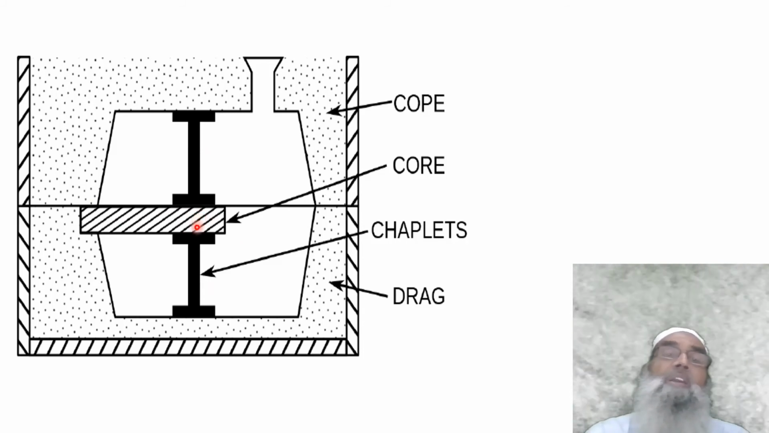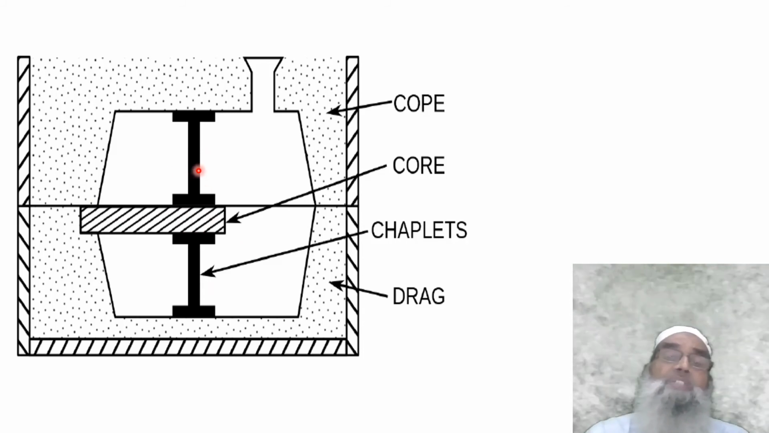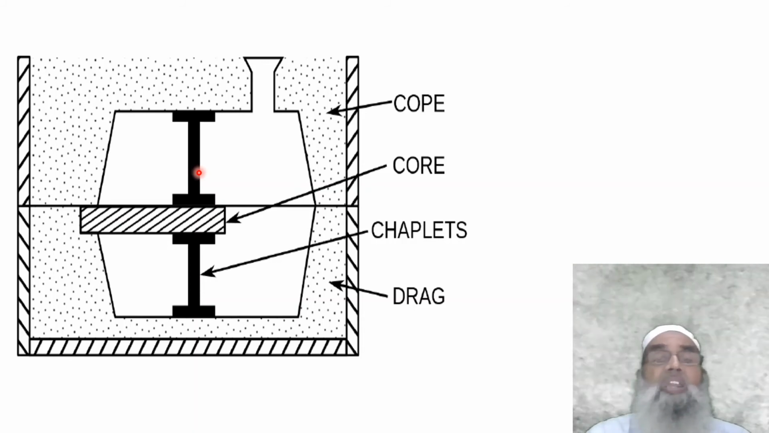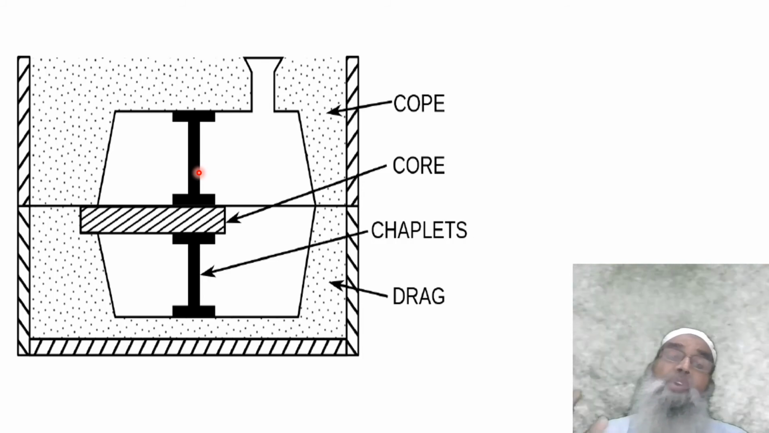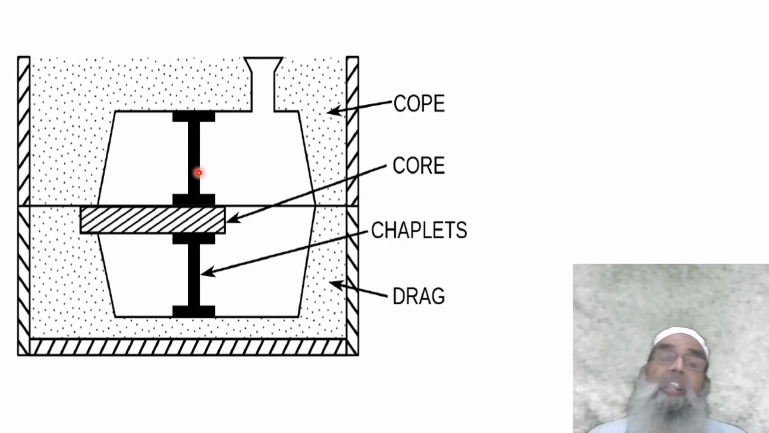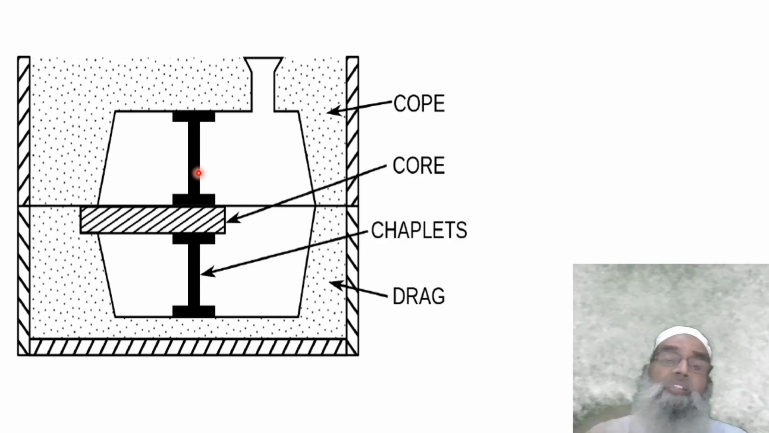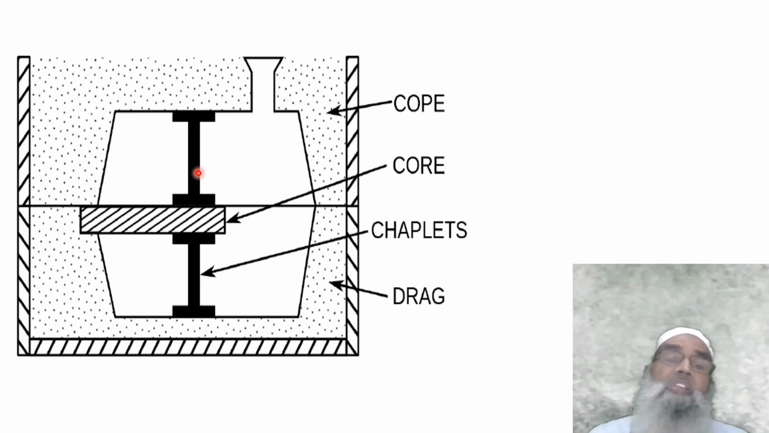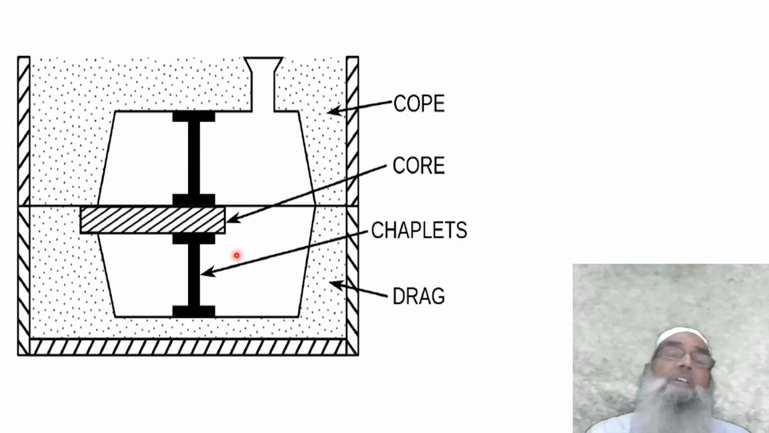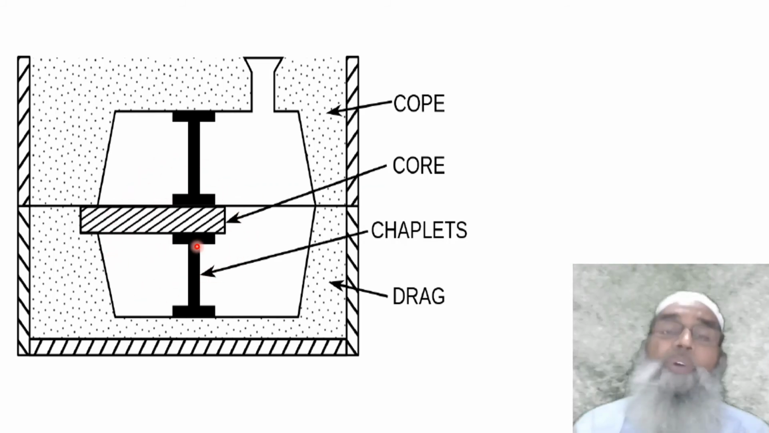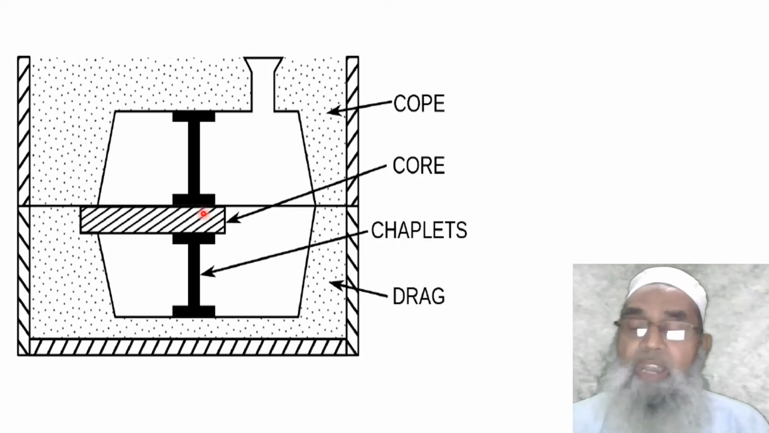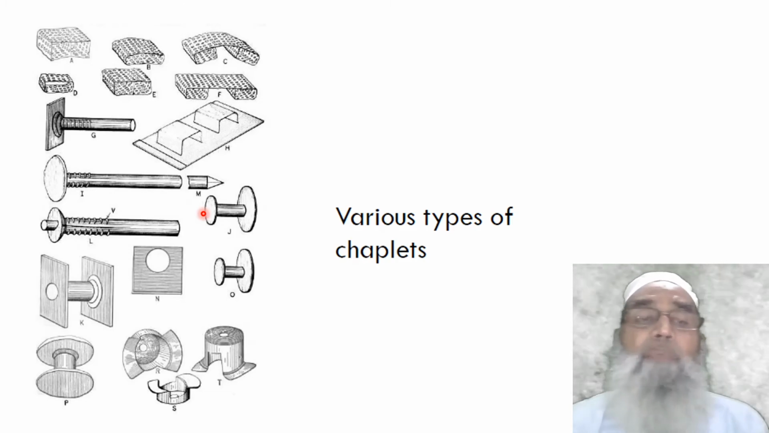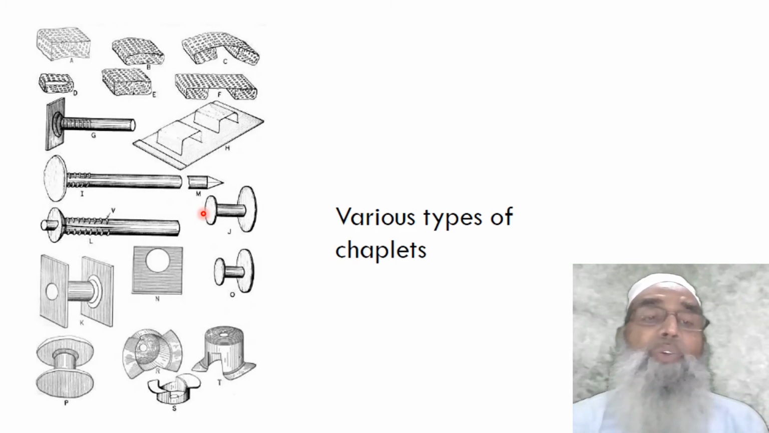Generally, these chaplets are made of the same material as the molten metal. During flowing, they also get melted and dissolved in the molten metal itself. This is the mechanism, this is how we can hold the core with the help of chaplets. There are different types of chaplets, and depending on the requirement we can use them.